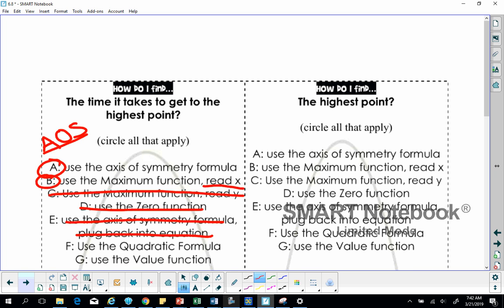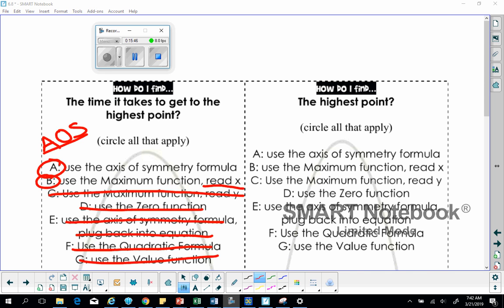Quadratic formula, what does that get me? That's what we learned first period yesterday. I wasn't here during that period, so I'll give him a pass. But does anybody else remember what the quadratic formula gives us? X-intercepts. So it couldn't be that. And the value function, that's talking about your y-intercept. So those are my two answers.